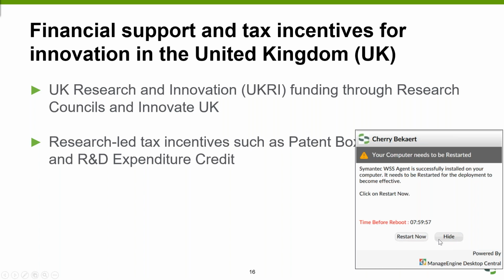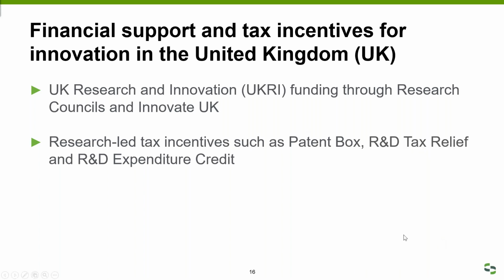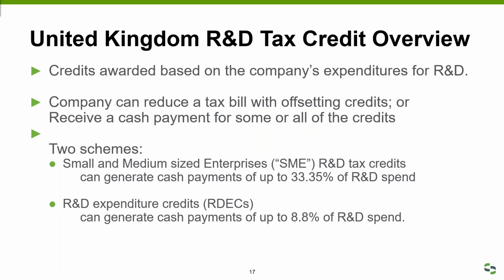But what we wanted to cover with you today, next slide please, are a couple of things that have changed in the UK. Very similar to the refundable credit, credits are awarded based on the company's expenditures for the research. It can reduce its tax bill with the offsetting credit, dollar for dollar, or it will receive a cash payment for some or all of the credits.